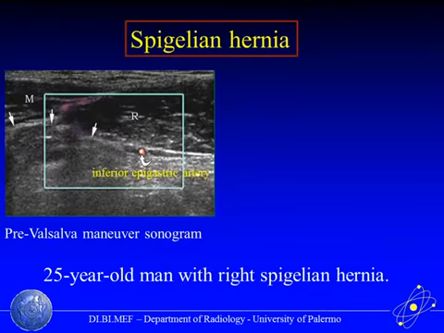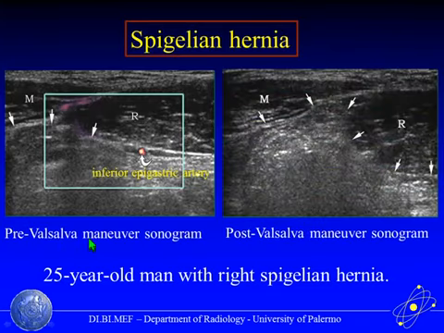This is the same position as before. This is the rectus abdominis muscle, the muscle of the lateral wall of the abdomen, and this is the inferior epigastric artery. This is a pre-Valsalva maneuver sonogram. After the Valsalva maneuver sonogram, we can evidentiate this part, this preperitoneal fat protruding as hernia between the two muscles. So this is the typical location for Spigelian hernia.